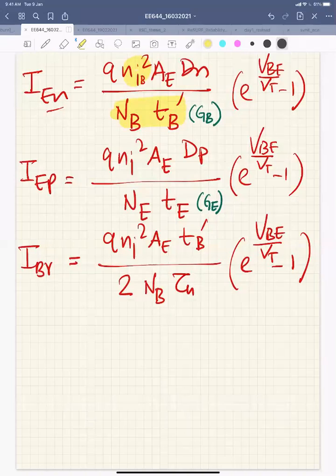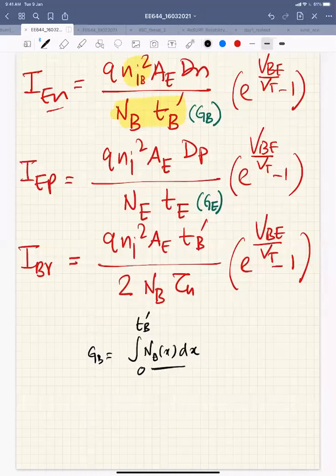And since, as I also told you, we do not have a uniform doping in the base, your NB times TB dash is mostly defined by the Gummel number for the base. GB is nothing but how your base doping varies from 0 to TB dash. If my NB is uniform, then it will be NB TB dash, but not necessarily is your NB uniform. So this component will be there. This is the forward bias component.